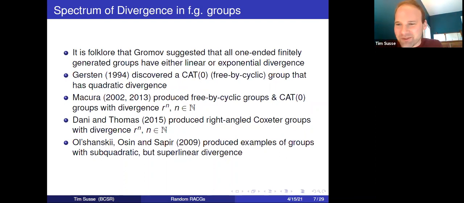And so if we want to know what some monsters are, we go to this paper of Olshanskii, Osin, and Sapir in 2009. They produced examples of groups that have subquadratic but superlinear divergence. And they're able to produce the sublinear divergence as close to linear as they'd like.